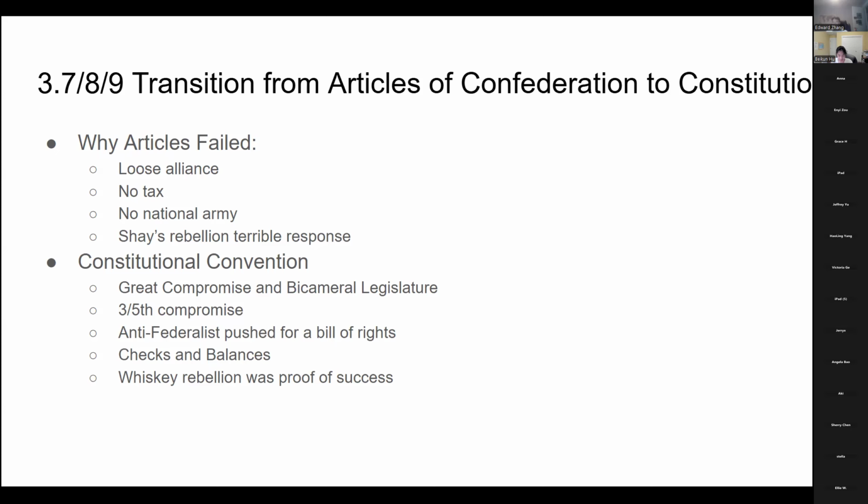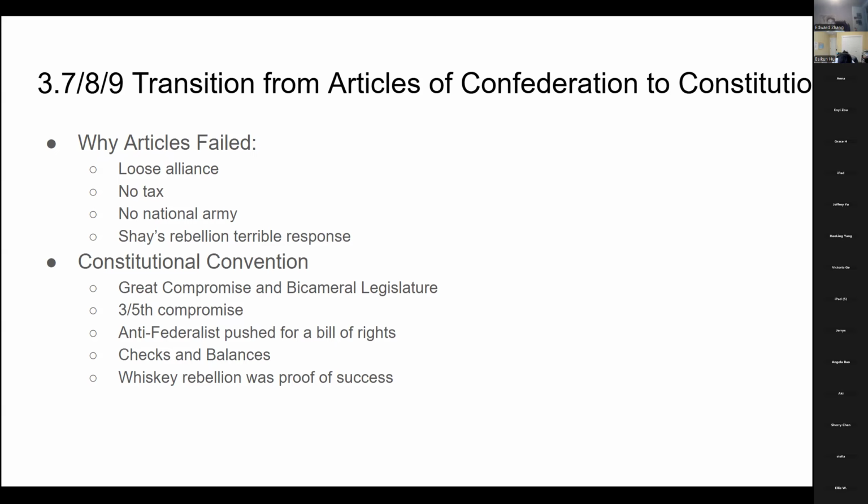And if you don't know what that means, it's just the formation of the House and the Senate. So the House is based on a proportion of the population of each state, compared to each other. And then the Senate is based on two per state. So that meant that the small states have power as well as the larger states.